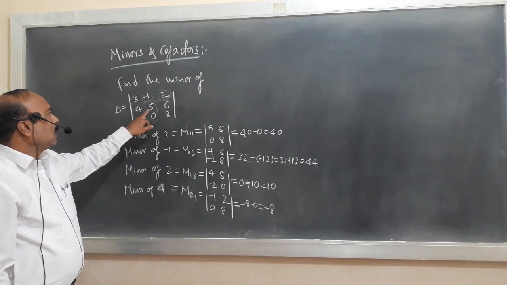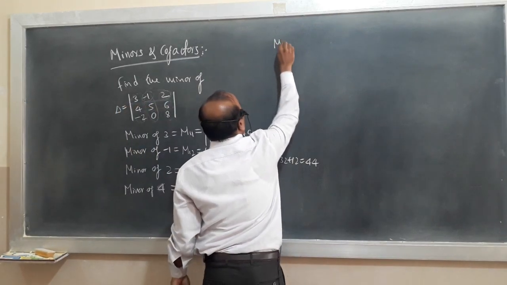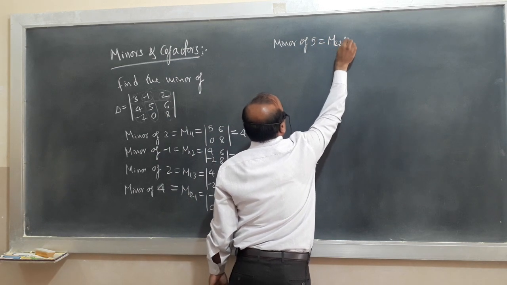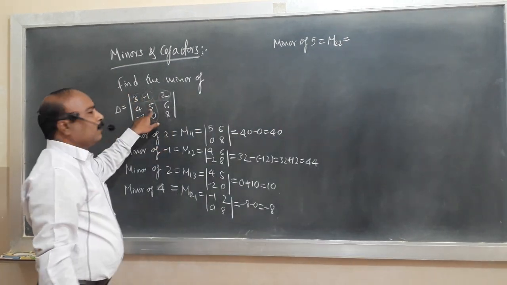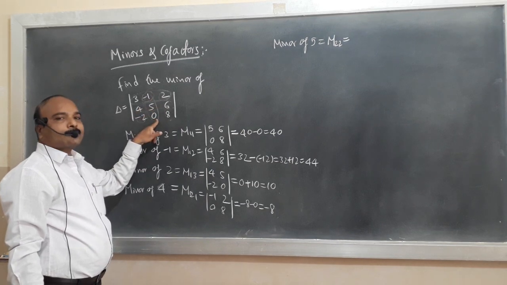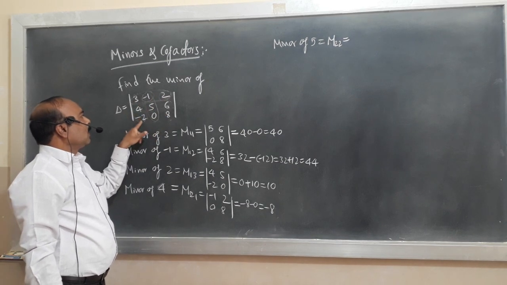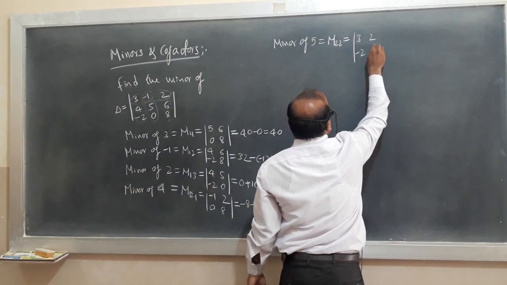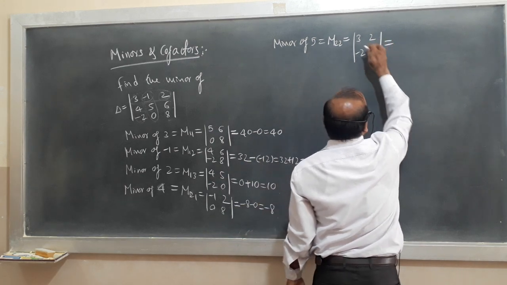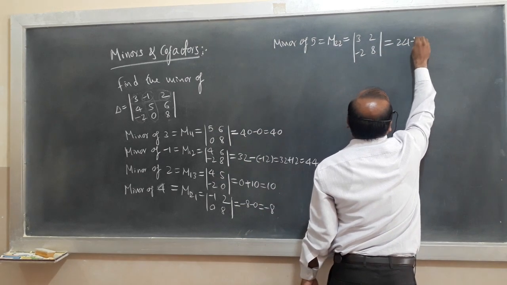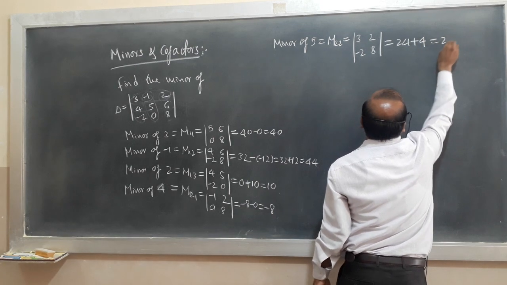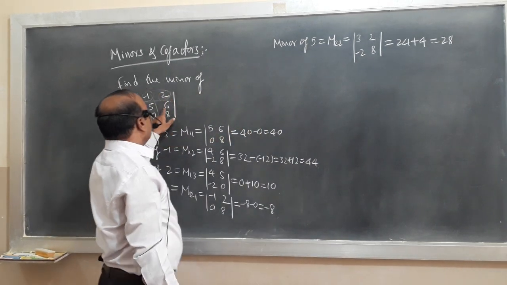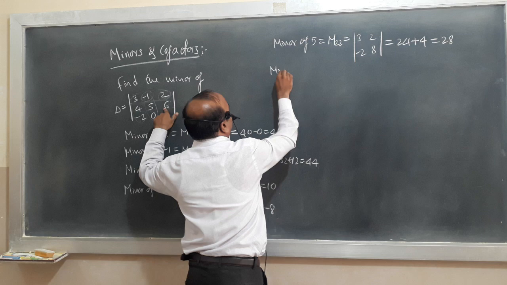Next we go for the minor of element 5. Minor of 5 is nothing but M22. It is given by deleting this row and this column. We get the determinant of 3, 2, minus 2, 8. It is equal to 3 into 8 is 24, minus of minus is plus 4. It is 28.